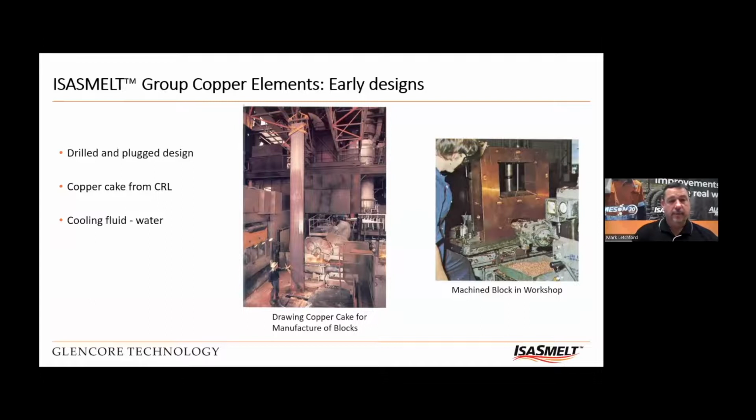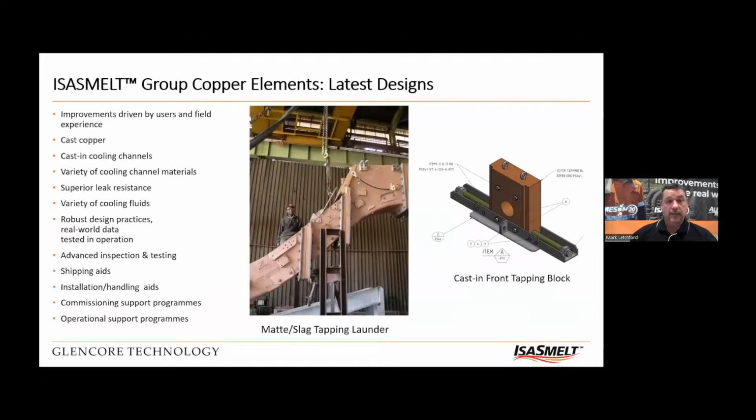So I'll talk about the early designs, just a couple of snapshots of where we came from and where we are. You can see in the photo there a big slab of copper cake in the Townsville works. That's being prepared to cut into blocks, to make drilled and plugged blocks. And in those days, typically our cooling fluid was always water. Down to today, there's a lot more strings to our bow.